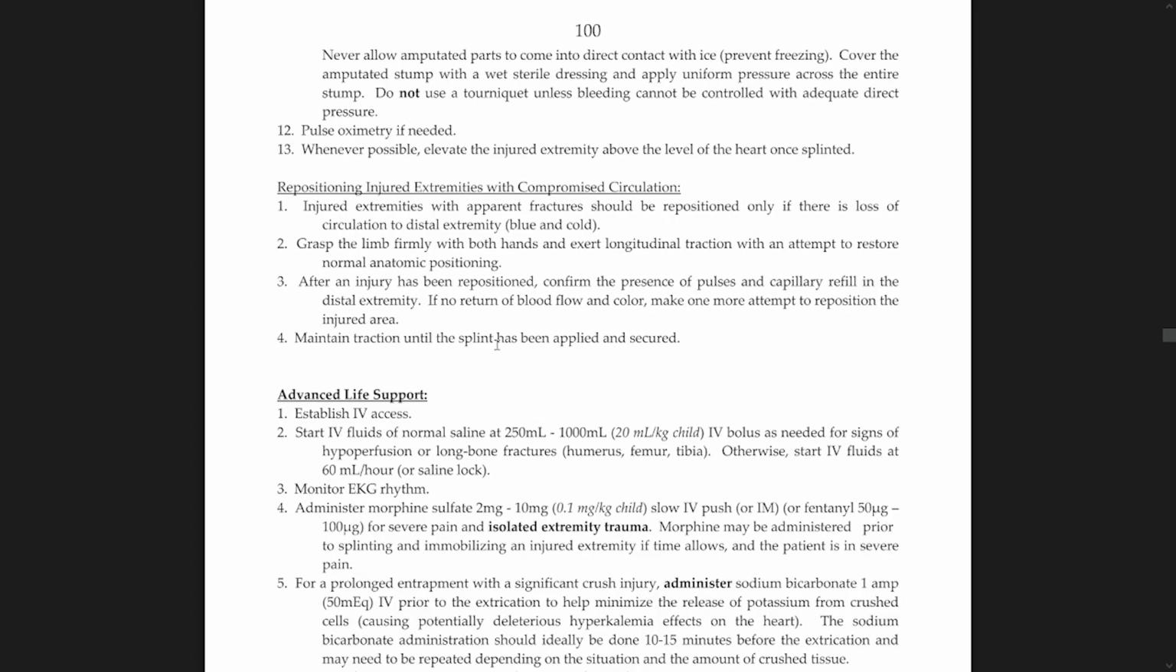For repositioning injured extremities with compromised circulation: injured extremities with apparent fractures should be repositioned only if there is a loss of circulation to the distal extremity, if it's blue and cold. Grasp the limb firmly with both hands and exert longitudinal traction with an attempt to restore normal anatomic positioning.